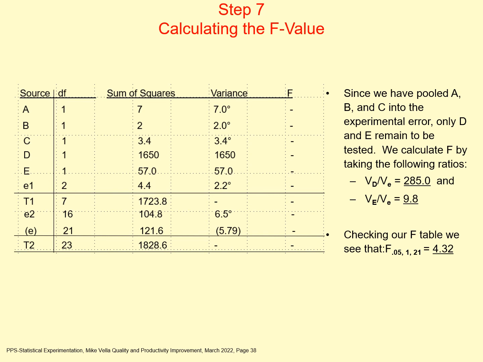And the variance of factor E, which is 57, divided by 5.79 is 9.8. So then we go to our F table, which I introduced to you in the previous video, section 4. We see that the critical F value for a 5% error with 1 degree of freedom, see the left-hand column, and 21 degrees of freedom for the error term, is 4.32. You can see that 285 and 9.8 are greater than 4.32.